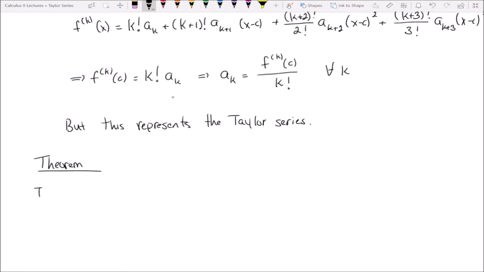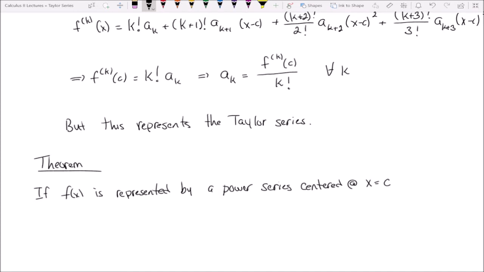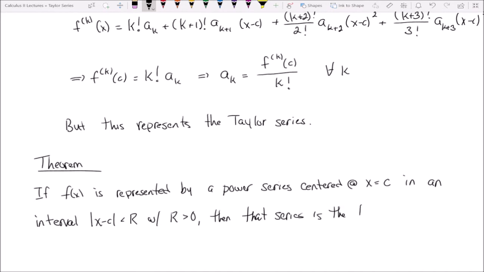So, if f of x is represented by a power series centered at x equals c in an interval absolute value of x minus c is less than r, with r being greater than 0, then that series is the Taylor series.